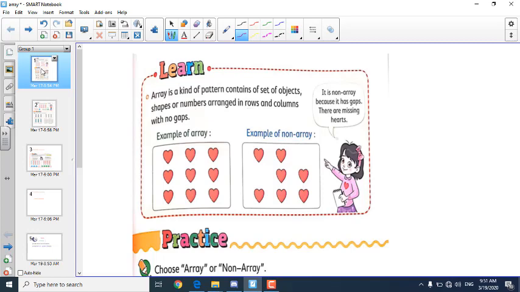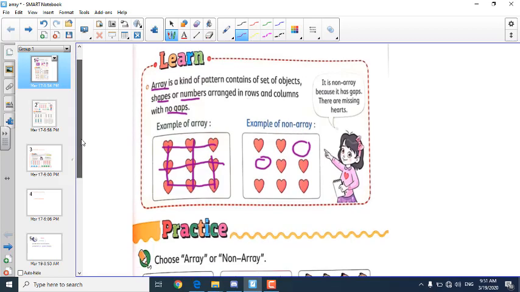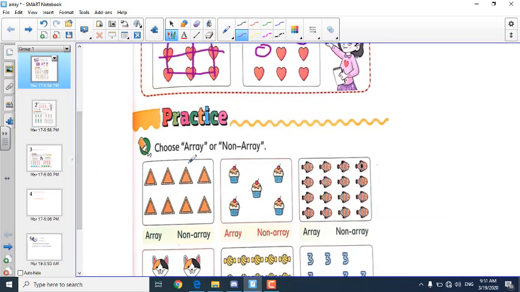At first we must know what is the meaning of array. Array is a set of objects, shapes, numbers arranged in some rows and some columns, with no gaps. So here this is array, here this is non-array, because here I have gaps. Okay, here choose array or non-array.